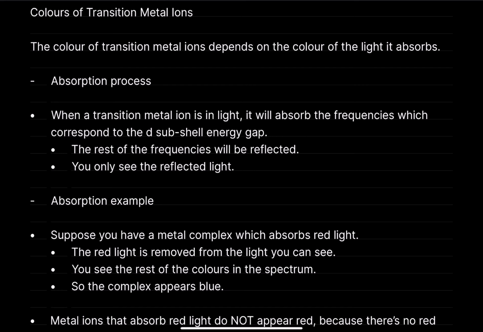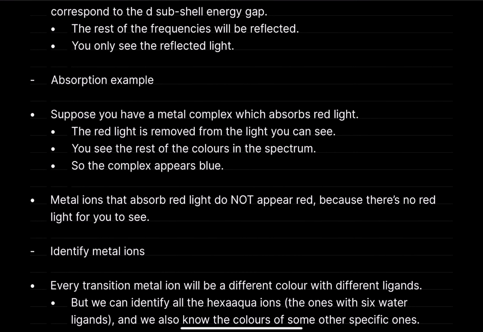Of course, there's the emitted light as well, and we see the reflected light and the emitted light together as the complementary color. That's the color that you see. The complementary color is the light that gets emitted or reflected back to you. So, absorption examples, right? Suppose you have a metal complex which absorbs red light. The red light is removed from the light that you can see, and you see the rest of the colors in the spectrum.